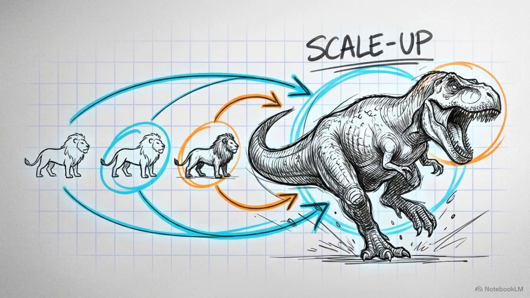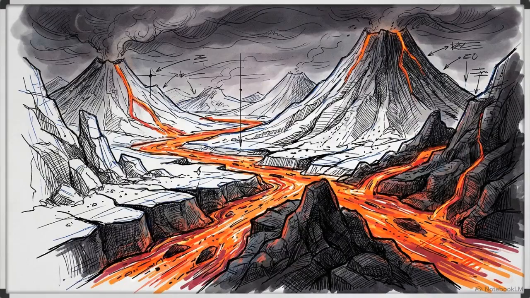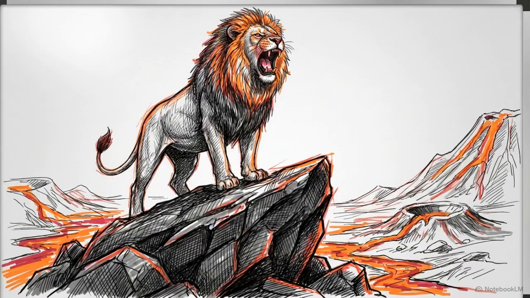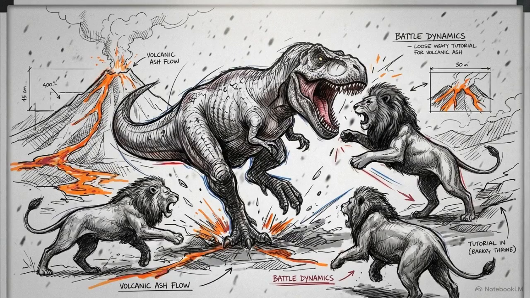To scale up to a multi-subject sequence, like 3 male lions fighting a T-Rex, you adjust the environment to an ancient volcanic valley. You instruct the engine to map 1 lion jumping toward the face, 1 attacking from behind, and 1 roaring on a rock, all while ash falls from the sky.